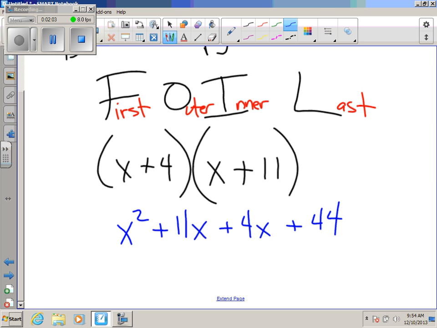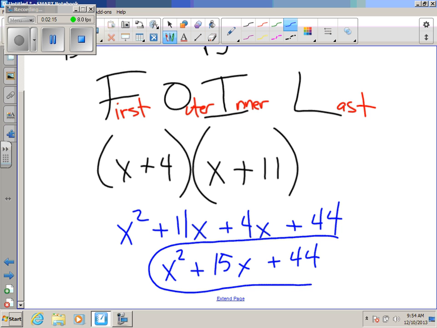Do I have any like terms? 11x plus a 4x, that's that. It's as simple as you can get it because you have no more like terms. You have no more x squareds. You have no more x's to add. You have no other regular integers without variables. Okay? Any questions there? First, outer, inner.